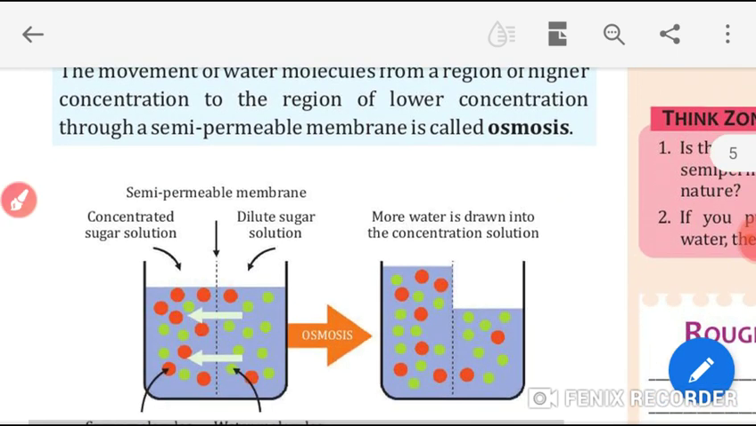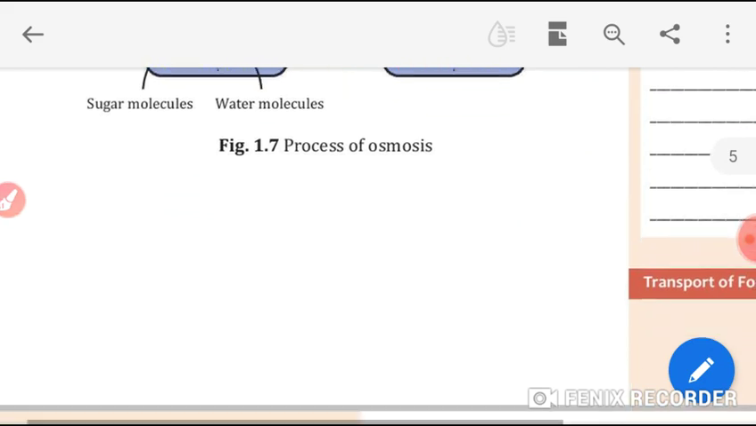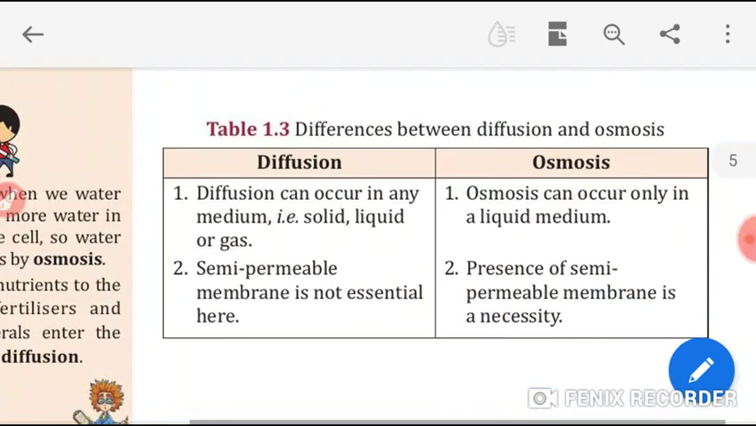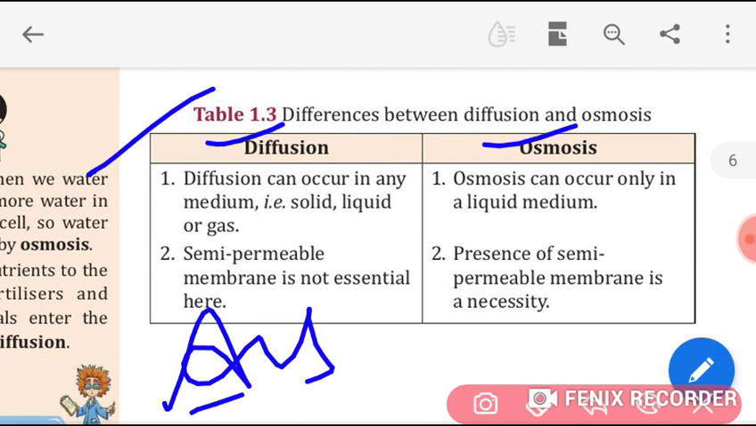Then turn to page number 6. Now come to page number 6. Here, students, some differences are given. Two differences are given in diffusion and osmosis. You have to write these differences. Okay, students, this is your answer number 4th.